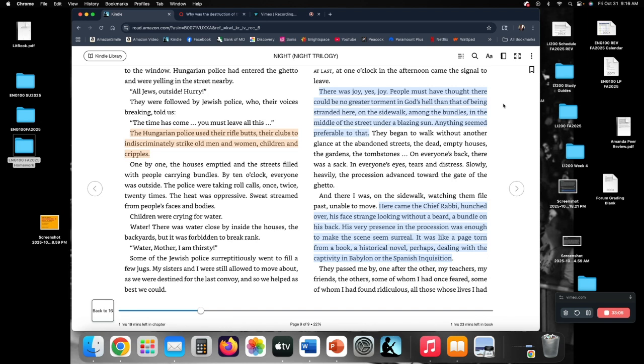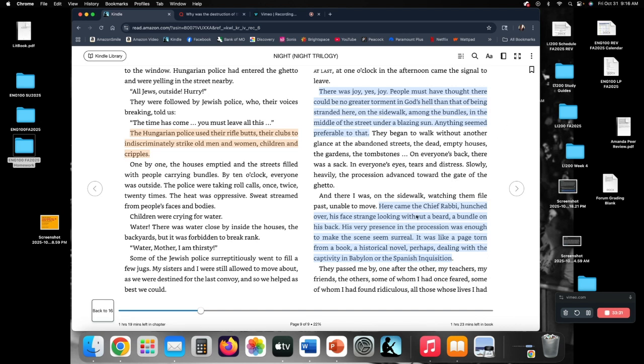This is an excellent example of the way that Wiesel uses irony through the characterization of the people. So you can imagine that it would feel like joy to escape a current situation. The foreshadowing, of course, through the irony is that we know that they're going someplace much, much worse. So that's definitely a literary device.